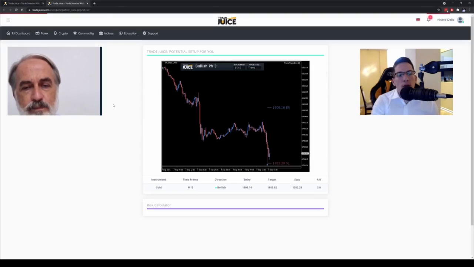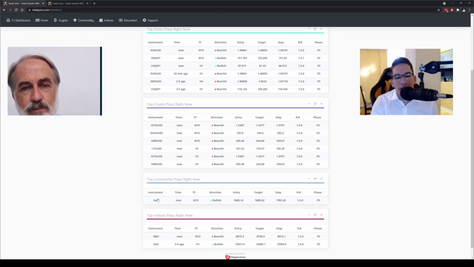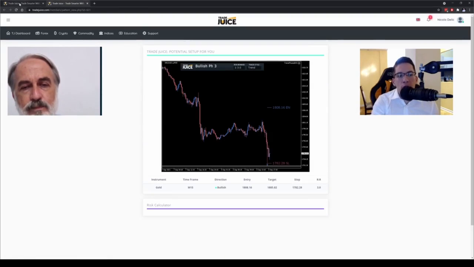I like to trade gold, and you can just click on that instrument name or any instrument name just to get the chart. You don't need the chart, but I know a lot of people like to see visually where to place the entry and stop loss, and that's why we are offering also that solution.